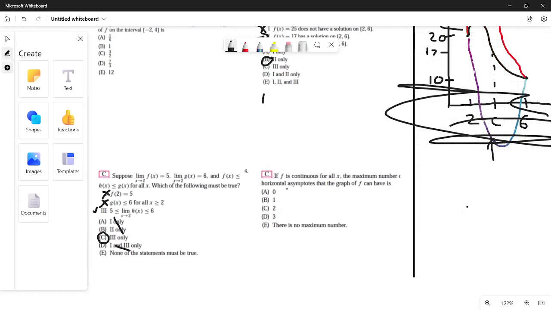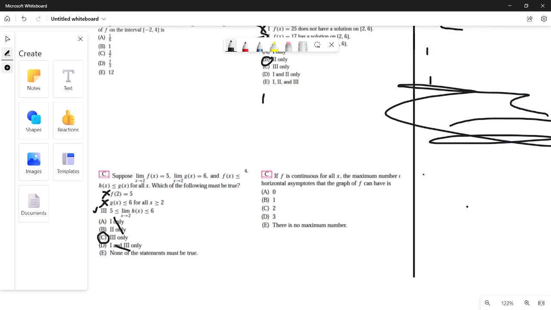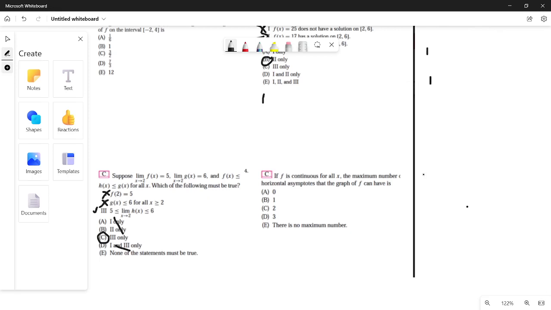Okay, if f is continuous for all x, the maximum number of horizontal asymptotes that the graph of f can have is. Can we take some guesses from someone who's not me, Tom, or Aaron? C. 2. Oh, let's go, Sam.